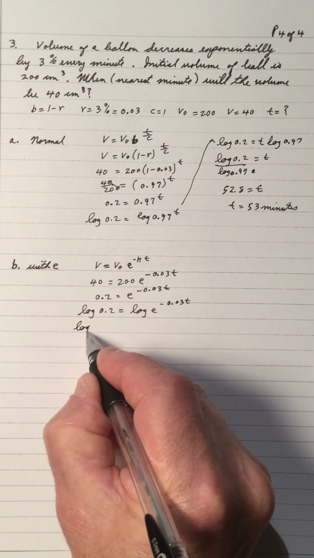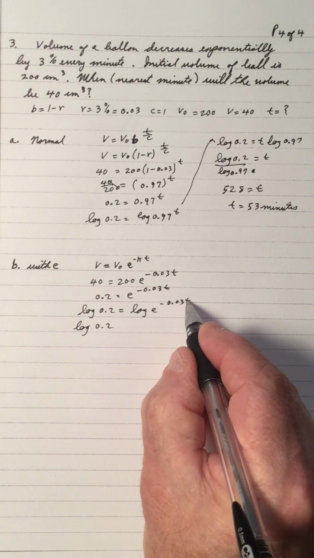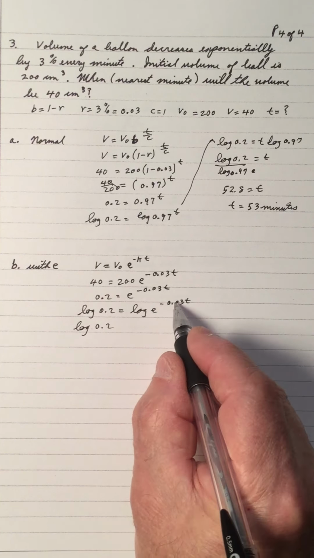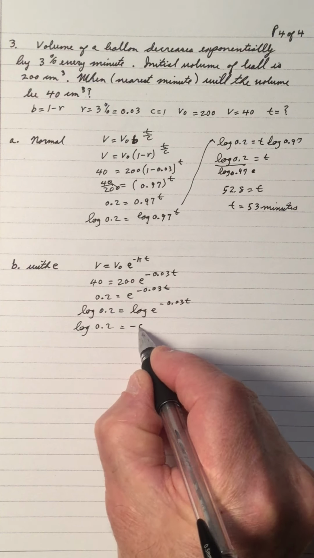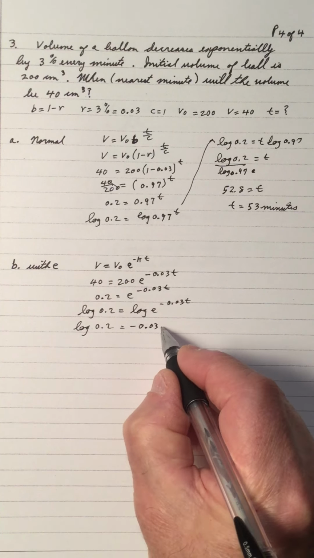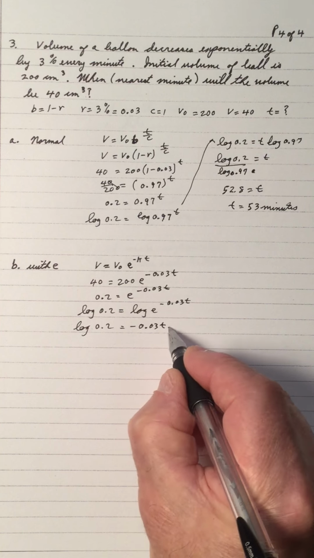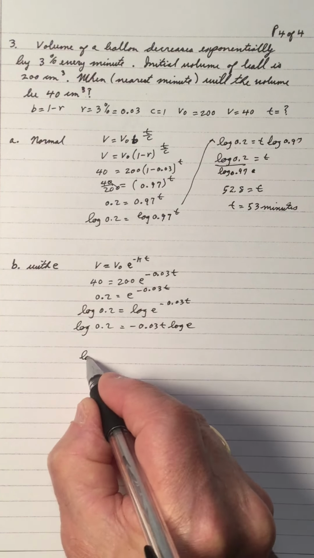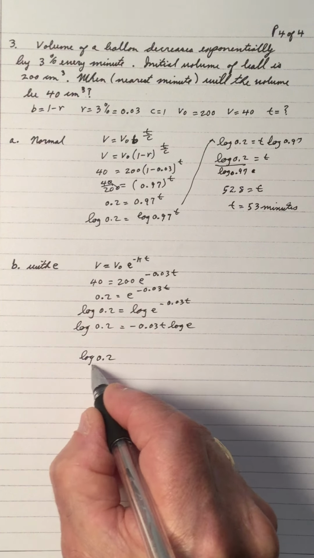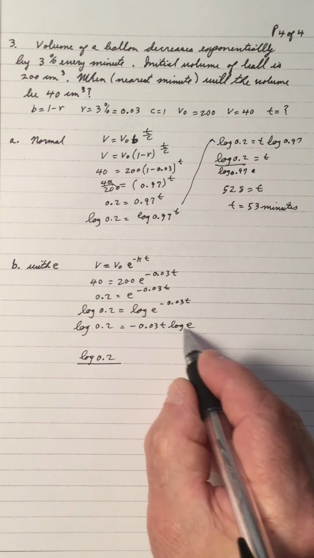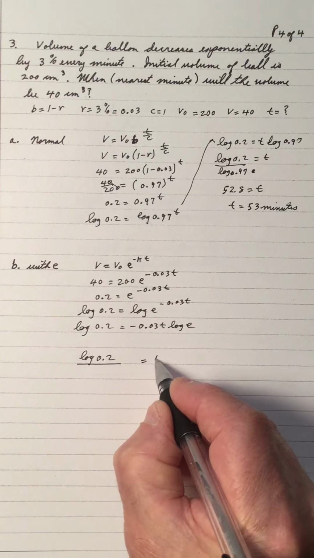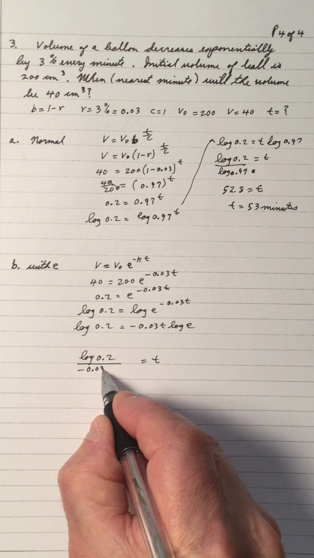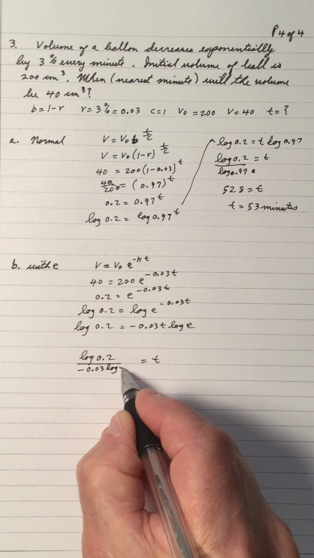And I'm doing a log again because t is in the exponent, and the log will bring the exponent down by the power rule. And so the log of 0.2, and I'm going to divide it by, since I want t here, negative 0.03 log e.